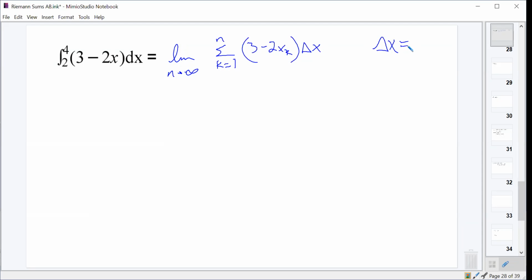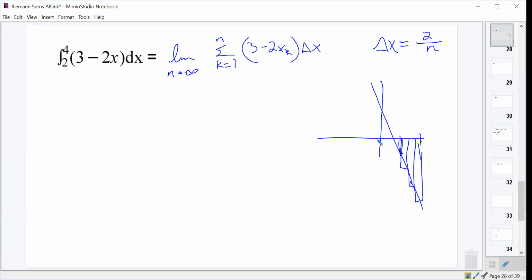Two over n. And then we need to find x sub k. So I'm going to sketch my picture again here. This one happens to be below the x-axis. So here's 2 to 4. But if I do my rectangles here, it doesn't really matter.